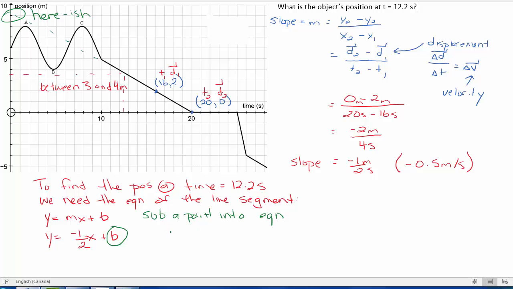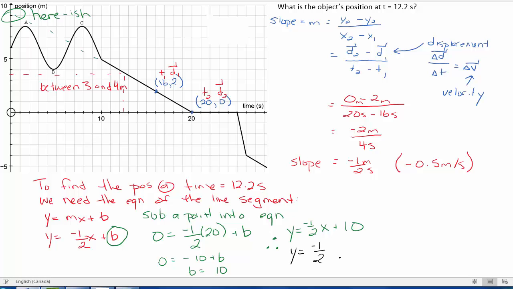Now, in order to solve this, I have to take one of the 2 coordinates that I've been using and substitute it into the equation. So I'm going to use the 20 comma 0 point. I'm going to say 0 equals negative 1/2 times 20 plus b. This will tell me 0 equals negative 10 plus b, and that b must equal positive 10. Now I have the equation that describes the line segment in question, y equals negative 1/2 x plus 10.